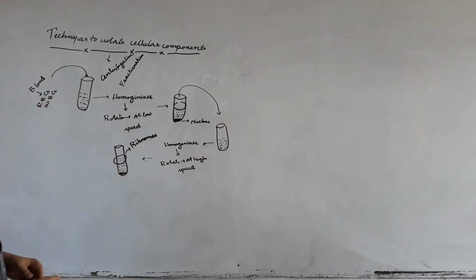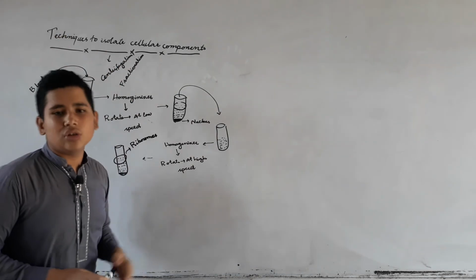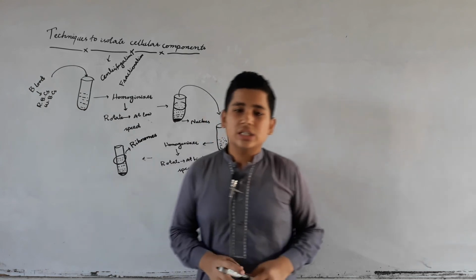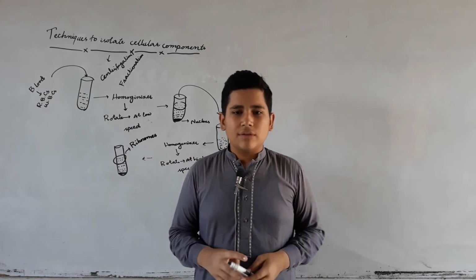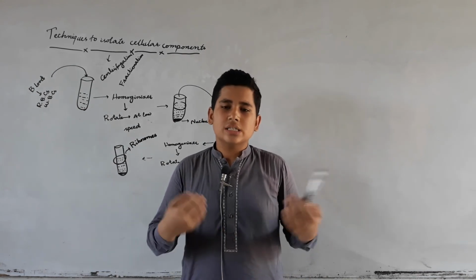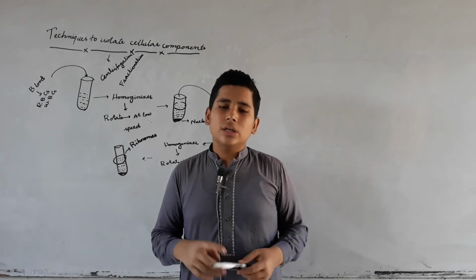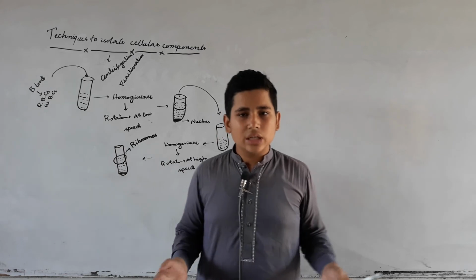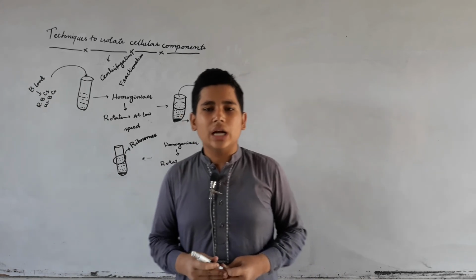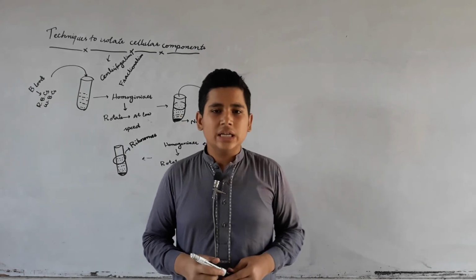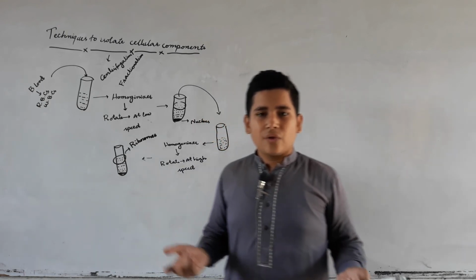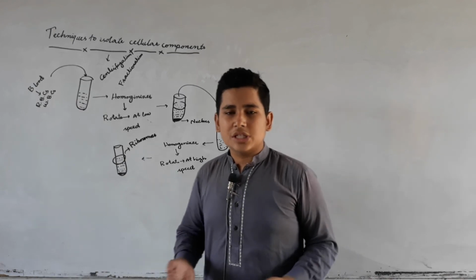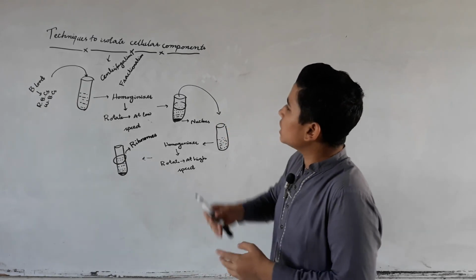Centrifugation or fractionation means techniques to isolate cellular components. Why do we isolate cellular components? To study all the components of the cell individually. It is easy to study the cellular components individually. If we do not isolate them, we have difficulty studying them. For easy individual study of each component, we distribute the cellular components.